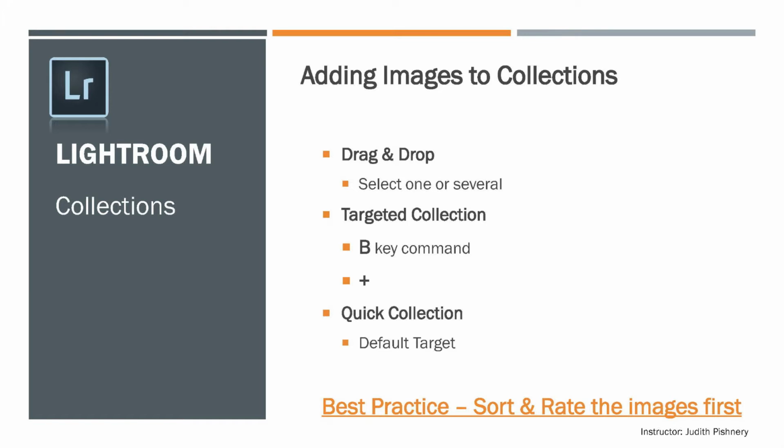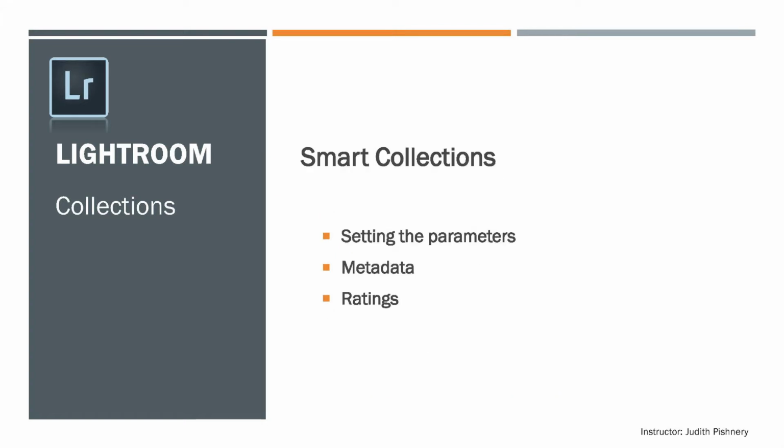And then a quick collection is just the default target collection. I'm going to show you how to do those. Best practice is to sort and rate the images before you move them on to collections. So last week we did sorting and rating with stars or colors. So I always do that first, and then I add them to a collection. Now, other people may do it differently, but I find that if I do that, that makes the most sense for kind of moving forward.